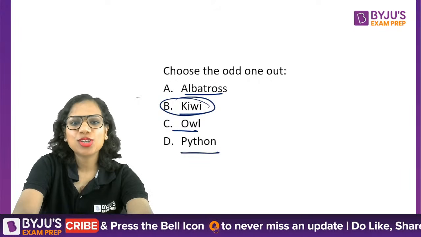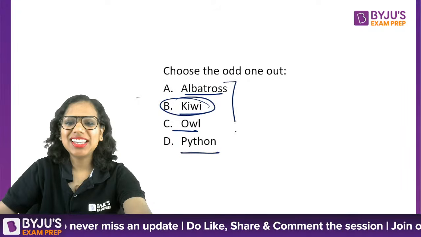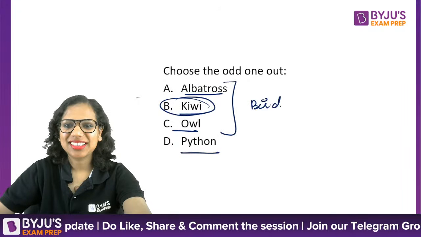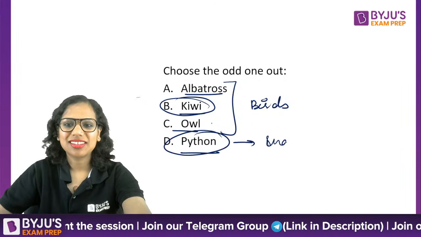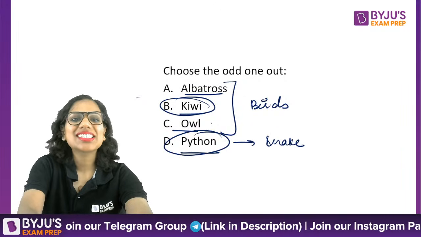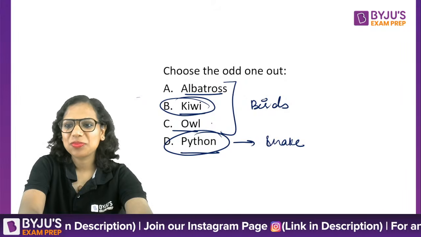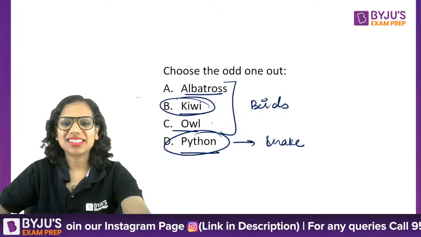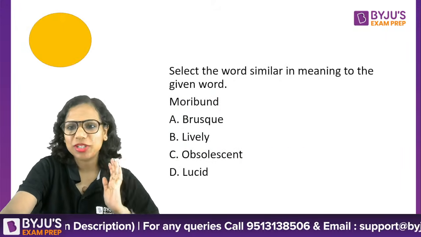Isn't kiwi a bird also? So all these three are birds: albatross, kiwi, owl. Python is a snake. That is the odd one out here. Okay, python is a snake. D is the answer. Alright, so general knowledge question, not really a vocabulary question.